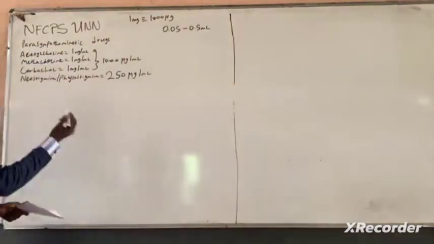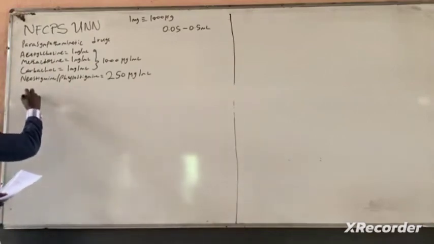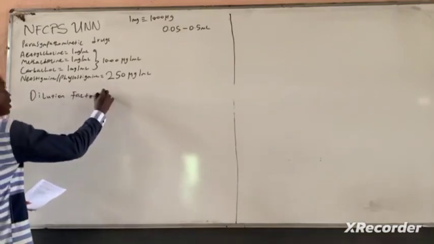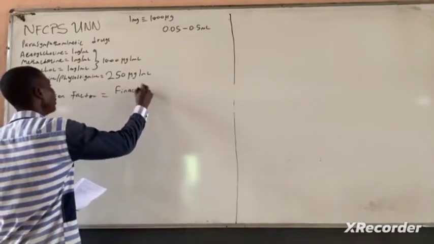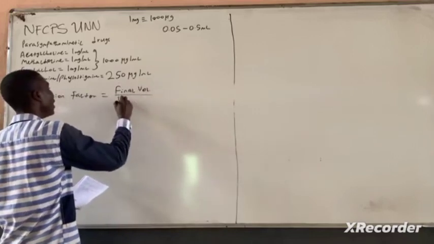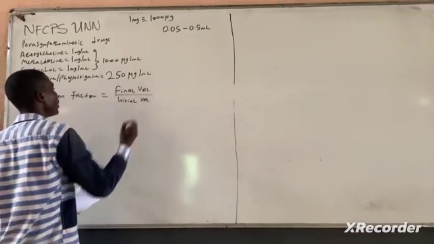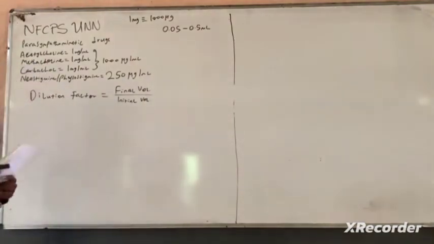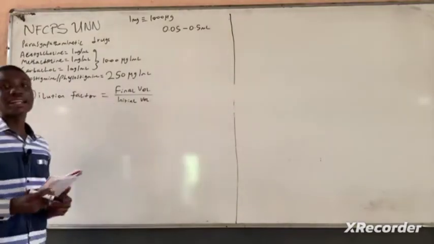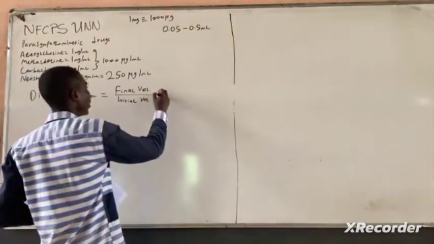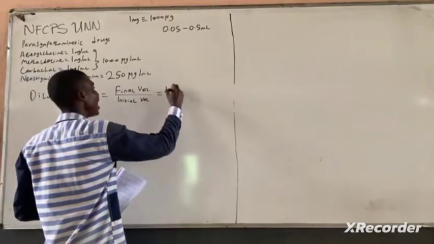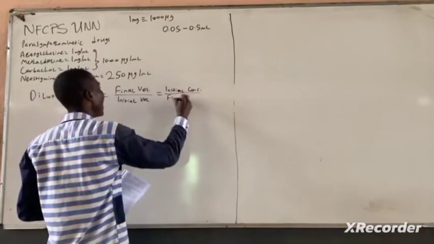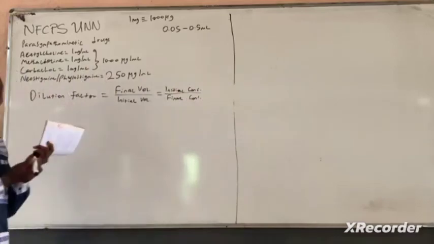So let us look at the formula for dilution factor to give you an idea of what we are doing here. So dilution factor for any form of dilution is usually equal to the final volume over the initial volume. That is going to give you your dilution factor: the final volume over the initial volume. And another way to calculate your dilution factor is the initial concentration over the final concentration. So that is for your dilution factor.